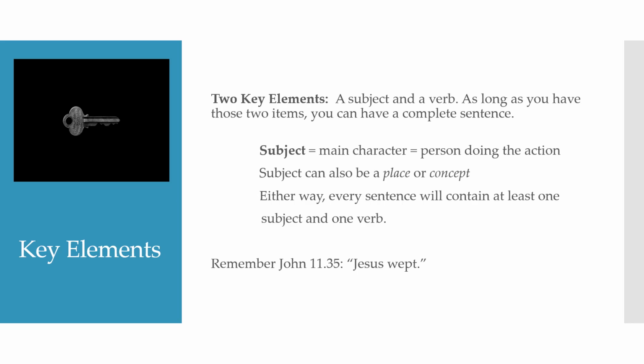Sentences consist of two key elements, a subject and a verb. As long as you have those two items, you can have a complete sentence. Ideally, your subject will be the main character of your sentence, the person doing the action, as explained by Joseph Williams. You could also use a place or concept as your subject. Either way, every sentence will contain at least one subject and one verb.